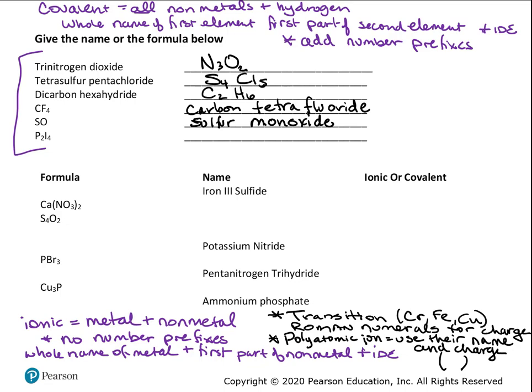And then P2I4. Di. And this is the one that's the fun one to spell. The challenge. Diphosphorus tetraiodide. And it's really tetraiodide, but I wouldn't care if you left the A in or took it out, because that's a lot of vowels all stuck in there.